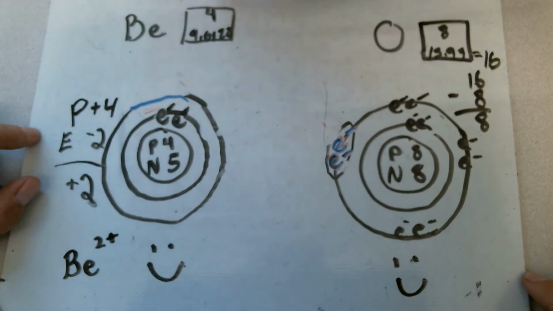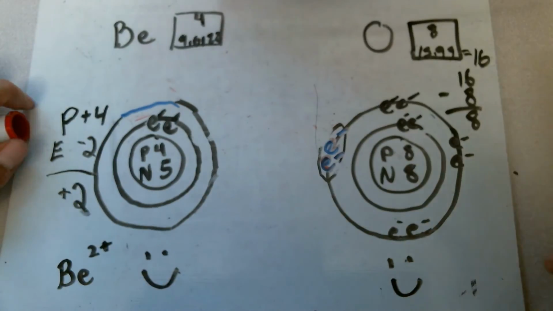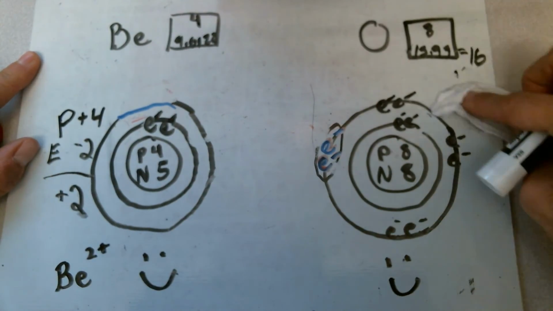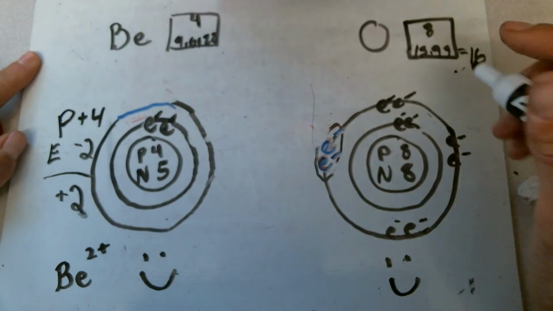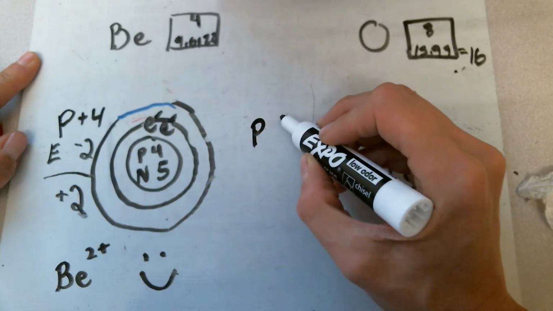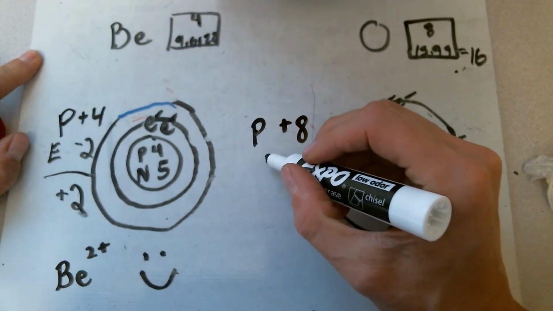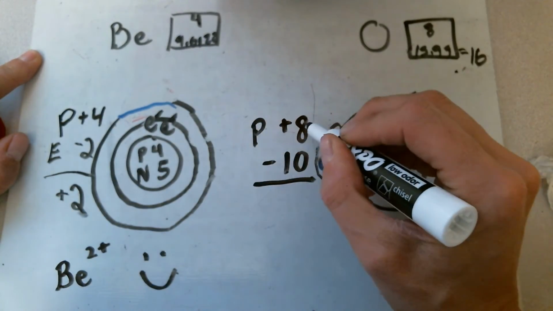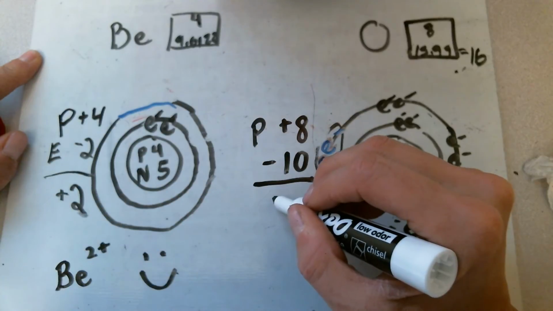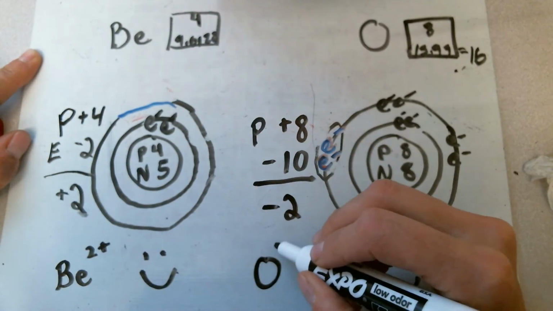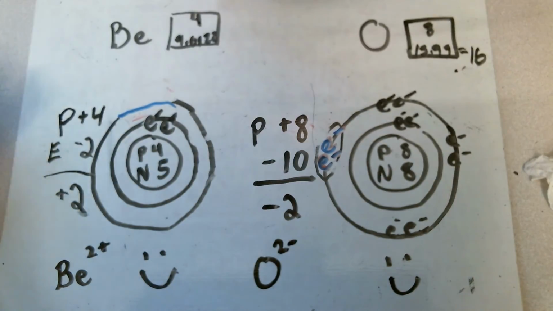Now oxygen as an ion, because now the protons and the electrons are not equal, let's do that. If we count up the protons, we still have 8 protons, so that's a positive 8. And if we count up the electrons, we have a negative 10. So positive 8 plus a negative 10 gives us, that's correct, negative 2. So our oxygen has a 2 negative charge.